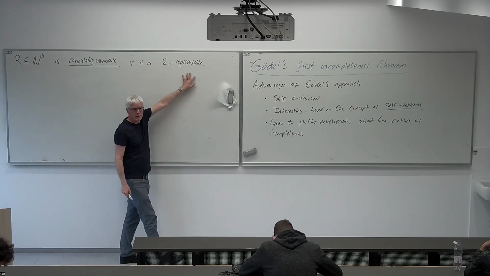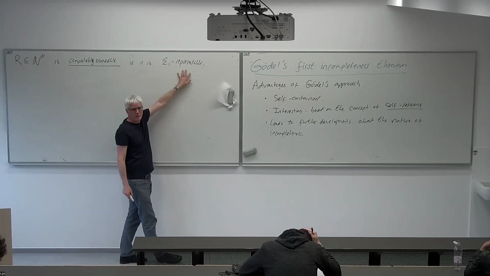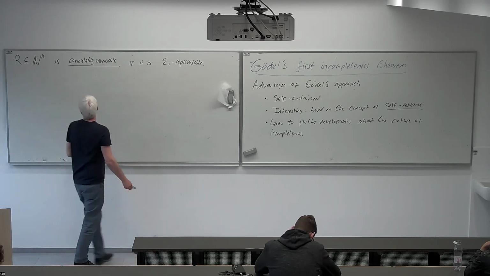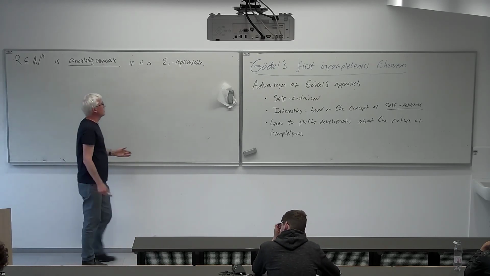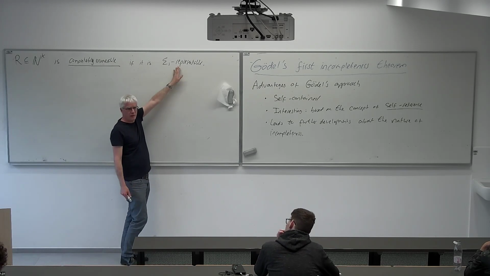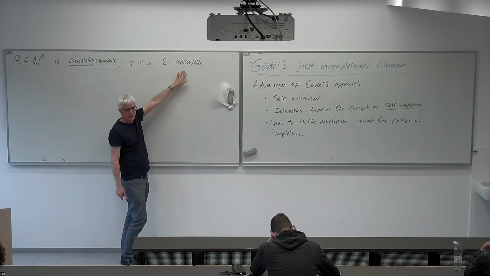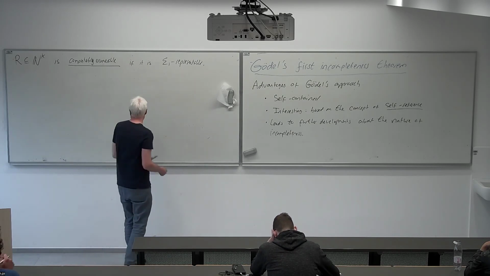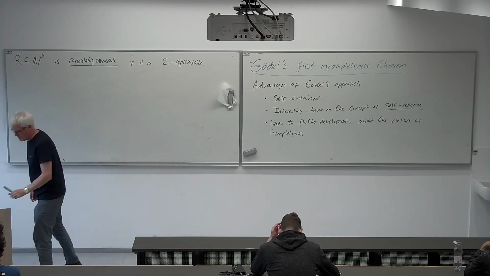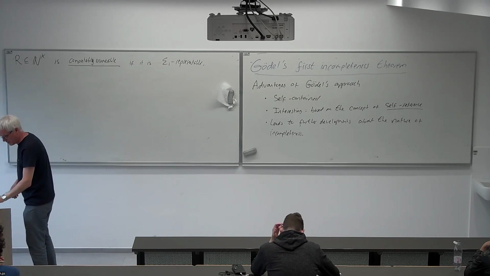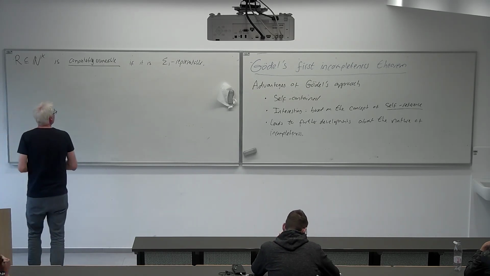Sigma 1 representable means there's a sigma 1 formula with k free variables, such that the k tuple is in the relation if and only if that formula is true when instantiated with the numerals for that k tuple of numbers. This was a definition last week. I'm not going to repeat it, apart from I just said it.